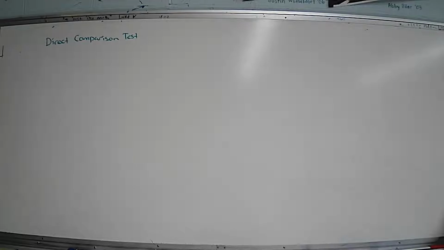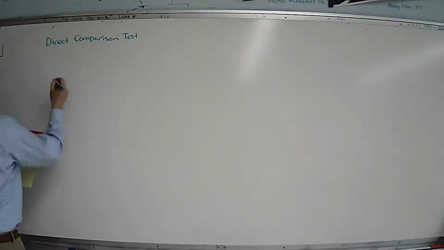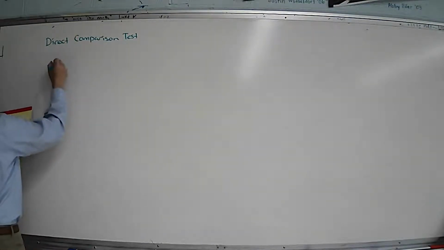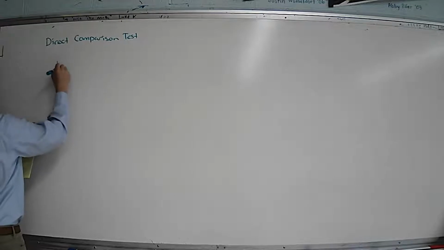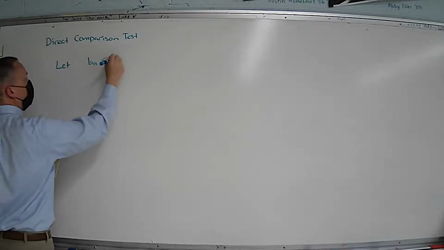There are two different ways that we're going to compare them. We're going to directly compare them, like decide who's bigger or who's smaller. And then the other way is with a limit. We'll get to that when we get to it. All right, so the direct comparison is first. Basically we're going to just set up the two things. Let's let B sub n be less than A sub n.